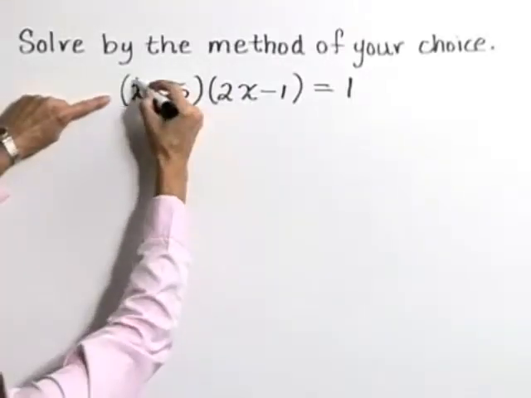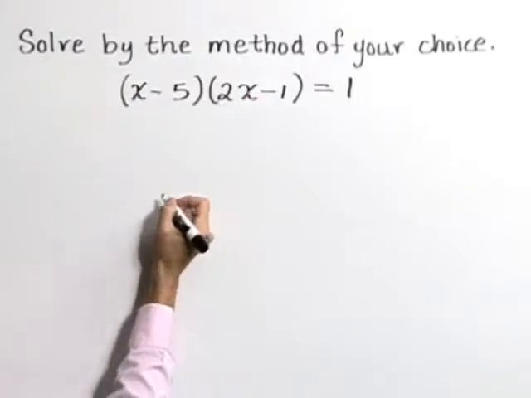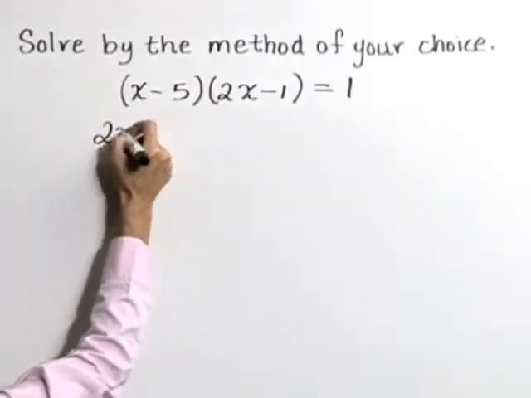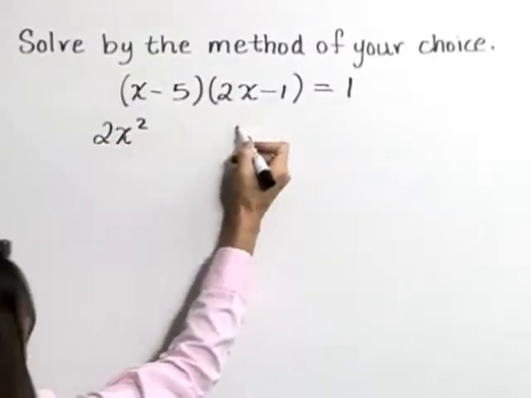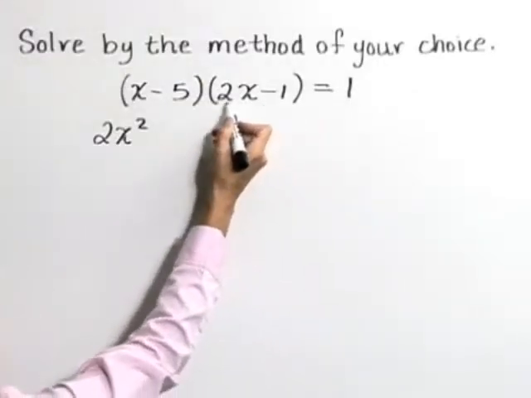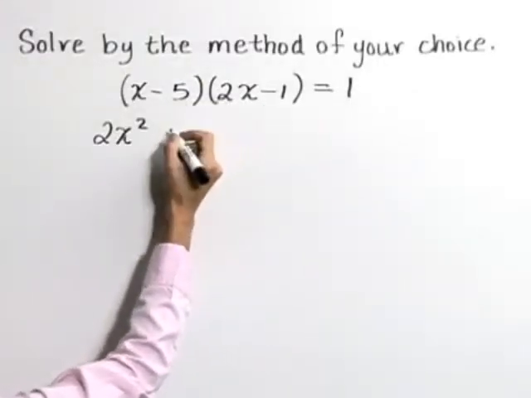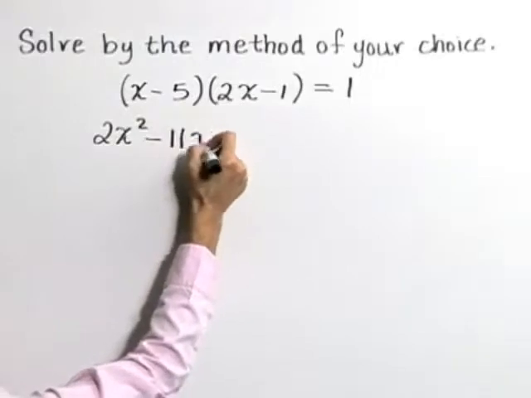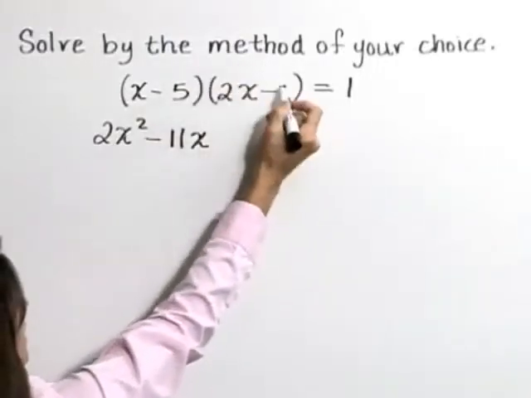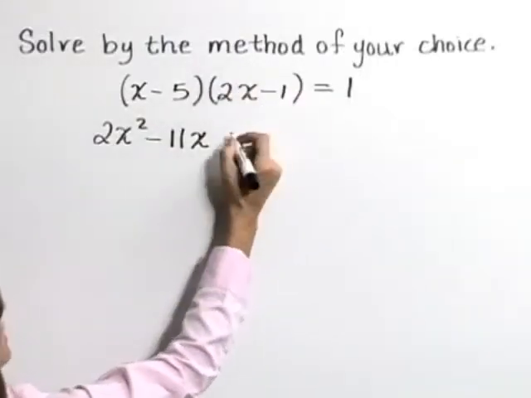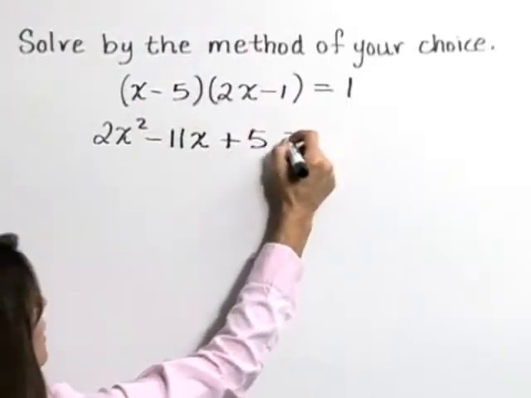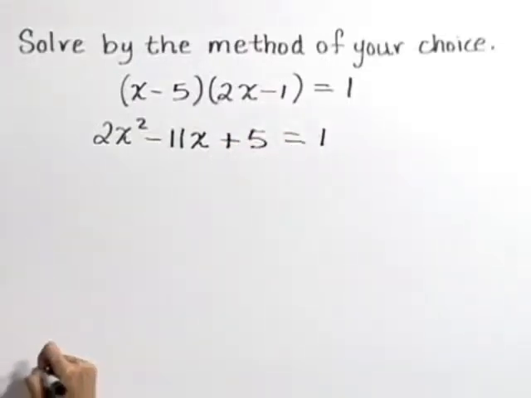To FOIL, we'll multiply those first terms. x times 2x is 2x squared. Our outer product is minus x. Inner product is minus 10x. Those combine to a minus 11x. And lastly, negative 5 times negative 1 is a plus 5, is equal to 1.